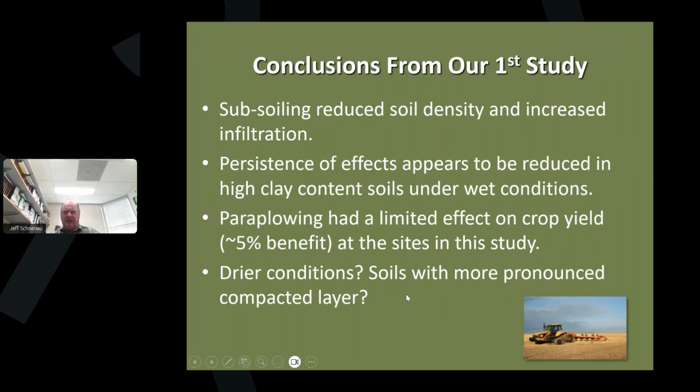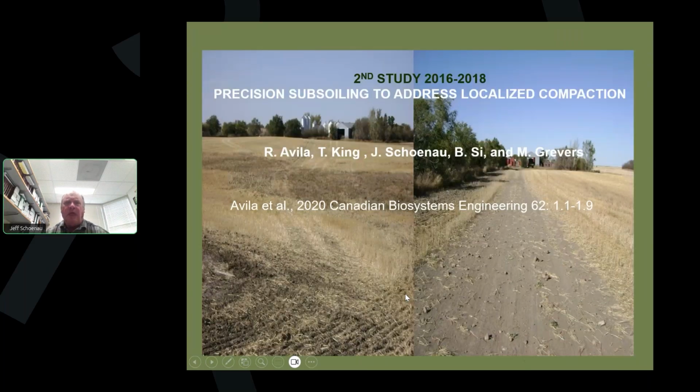So this led to our second study, that we did, which looked at precision subsoiling to address localized compaction. And this was a master's project by Raul Avila with myself and Bing C, Tom King, and Mike Grievers. And this is published as well in a journal article if anybody's interested in the details of this, as well as Raul's thesis.